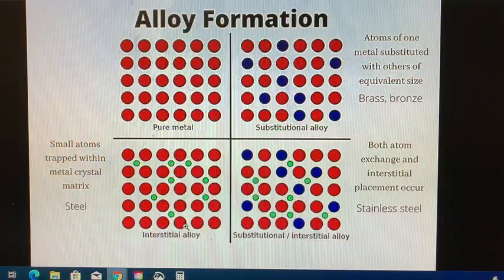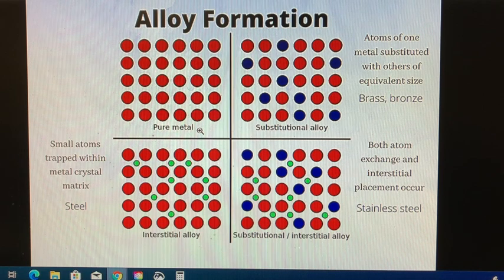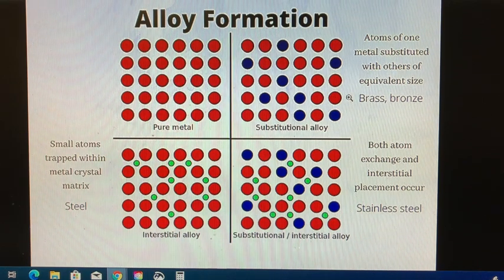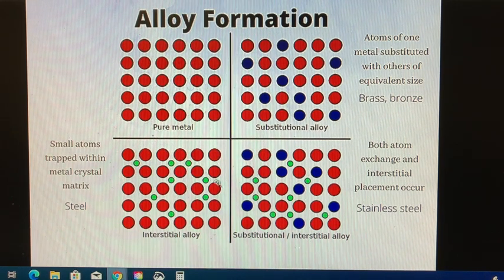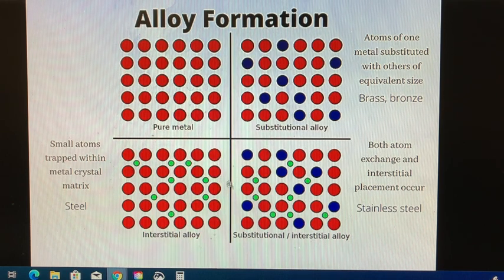Now, alloys can take two forms. Substitutional, where the ions of the metals are about the same size and they just switch spots. Or you have what are called interstitial, where you have a smaller ion or a smaller atom in between the gaps created by another metal. Carbon steel is an example of an interstitial alloy where you have carbon atoms in between the particles of iron.